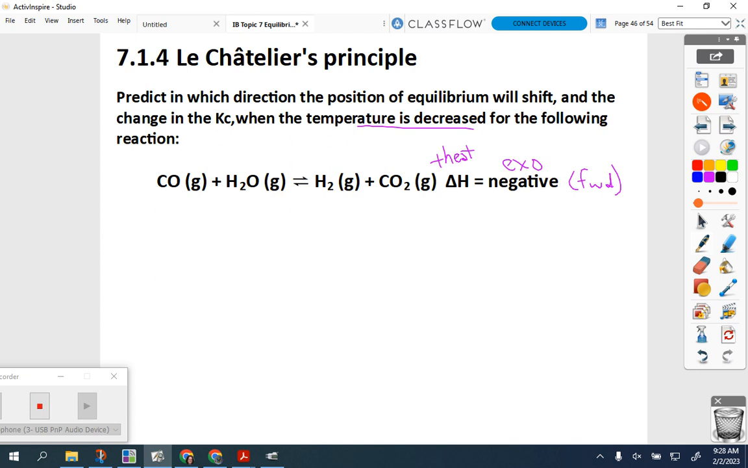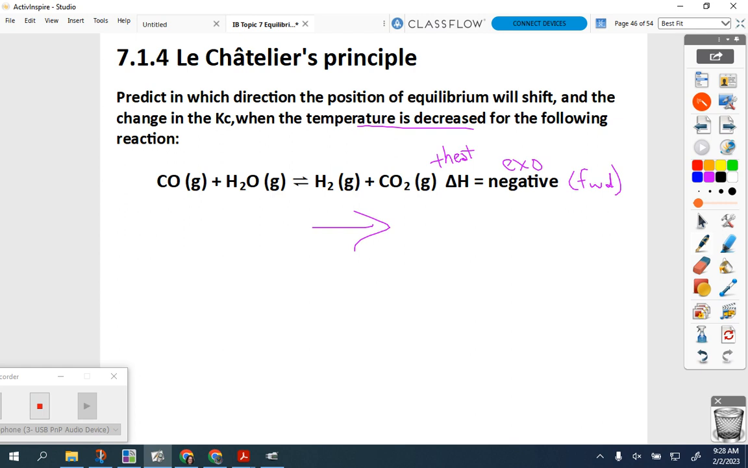So if I'm making heat with the forward reaction and my perturbation is decreasing the temperature, I'm going to want to counteract that by making more heat. So I'm going to shift the reaction to the right to generate more heat. Yes?